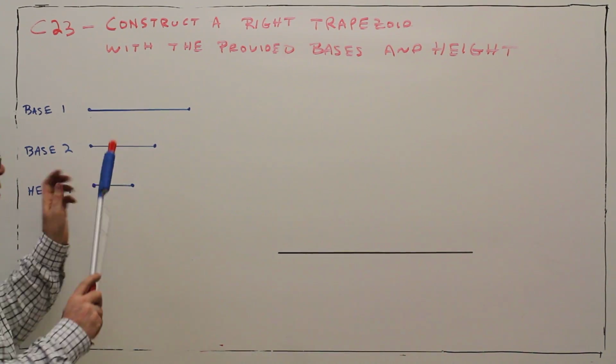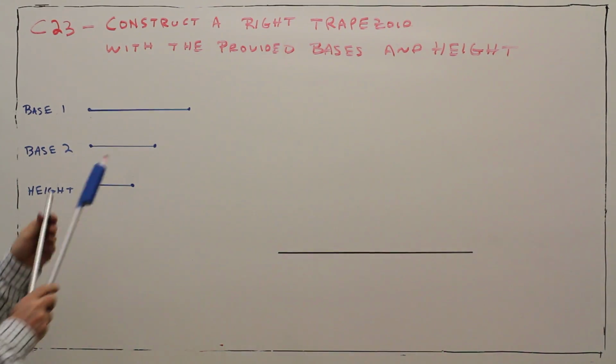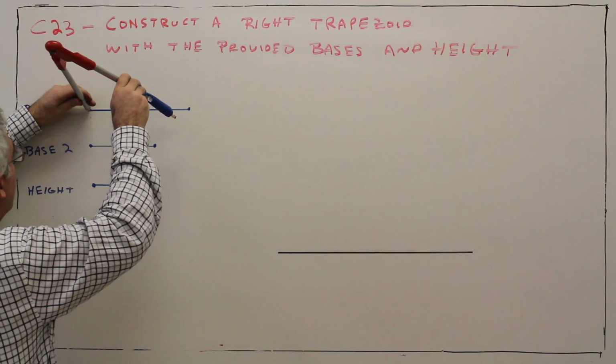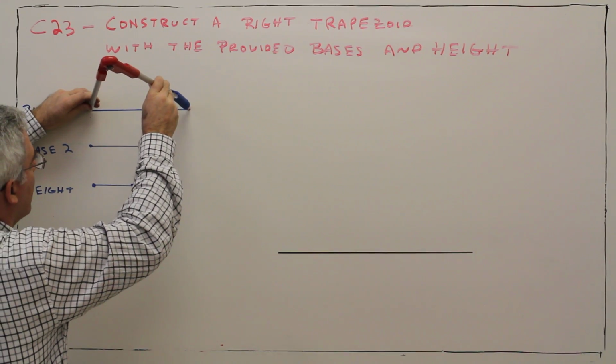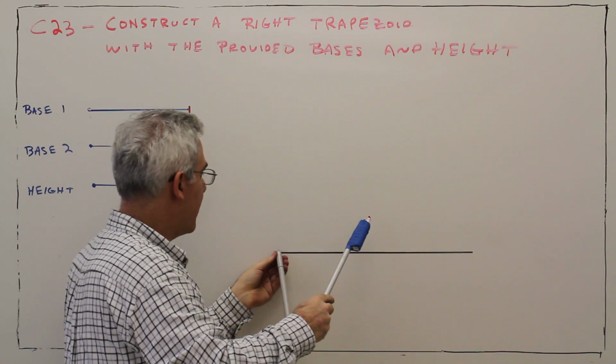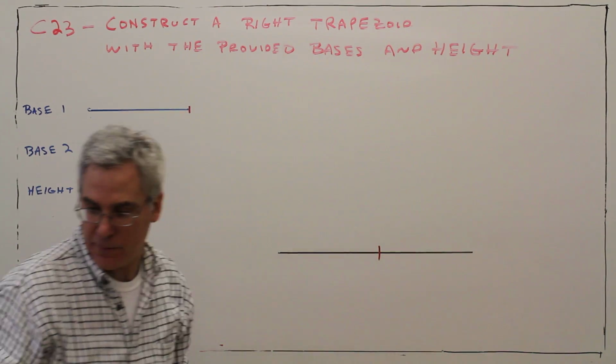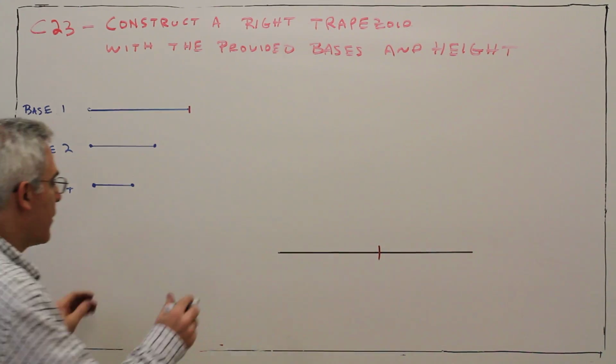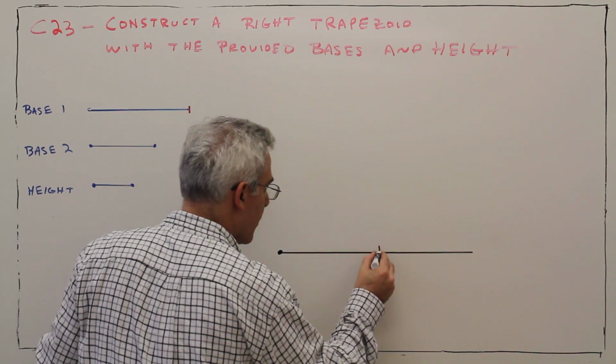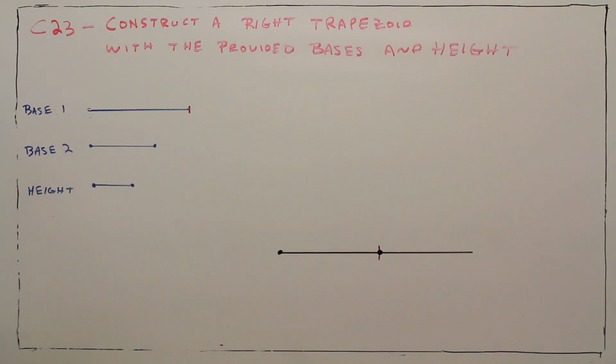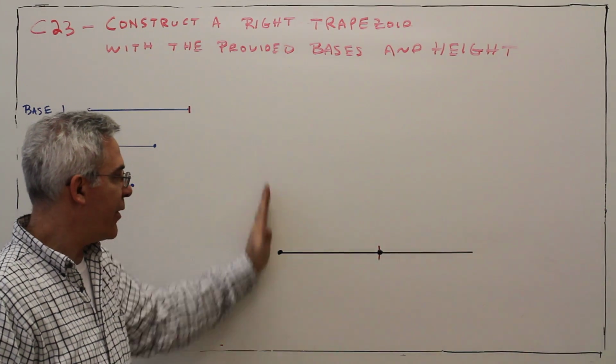Then we will measure the space, and we will transfer that over to here. So I now have base 1 copied. What I need to do is construct a perpendicular.